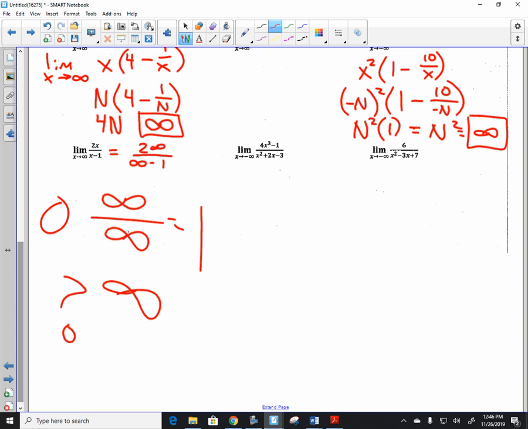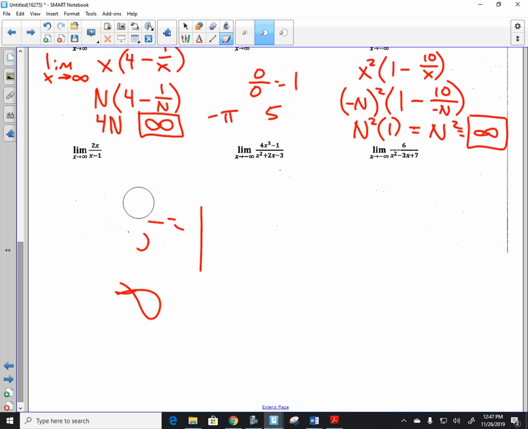So I ask you, do you remember when we encountered this? We got 0 over 0, and you said, don't know, right? I'm pretty sure you said it, and then you laughed. We said 0 over 0. Sometimes it's 1, sometimes it's 5, sometimes it's negative pi. It's all sorts of different things. We're going to show you today how to calculate infinity over infinity. And you're going to have fun.